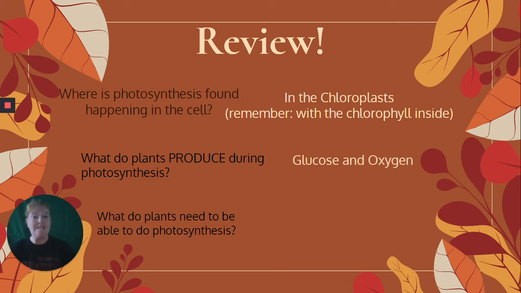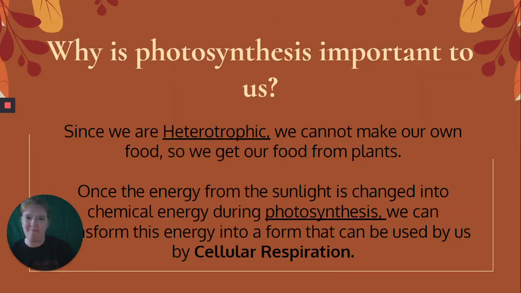And what do plants need to be able to do photosynthesis? They need three things: carbon dioxide, sunlight, and water. So why is photosynthesis important to us? Well, since we're heterotrophic, remember that's a big word that means other nutrition. We get our food from other things. Also, heterotrophs are called consumers. Back to it. Since we're heterotrophic, we cannot make our own food. So we get our food from plants.